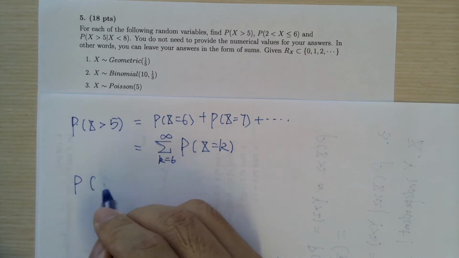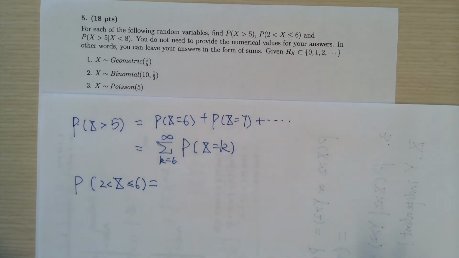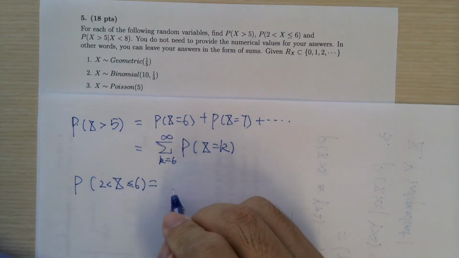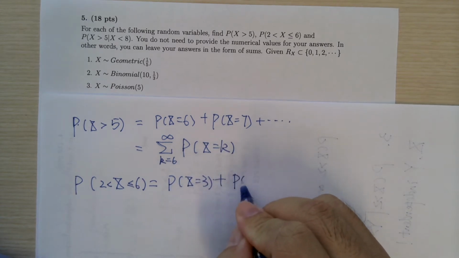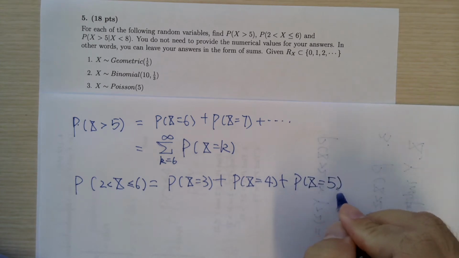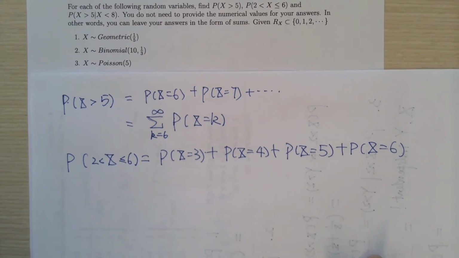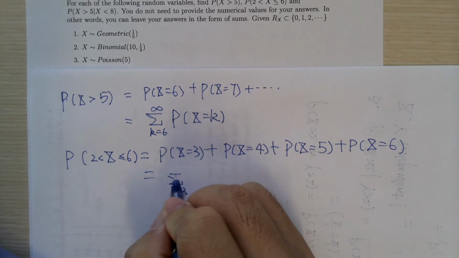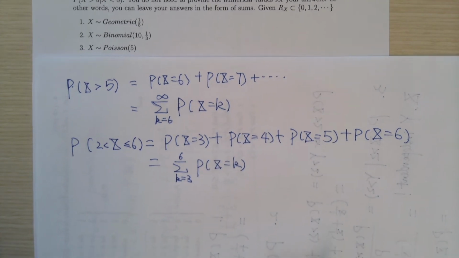Second one is X greater than 2, less or equal than 6. Since our range is given, that is the probability of X equals 3 plus X equals 4, X equals 5, and then plus X equals 6, right? So we can also write it as a summation, k from 3 to 6, P of X equals k. Okay, that's this.